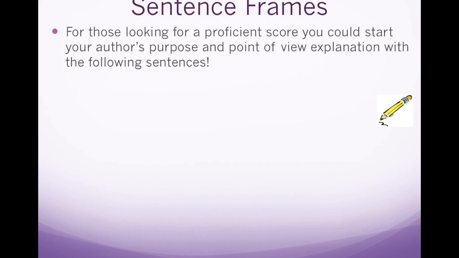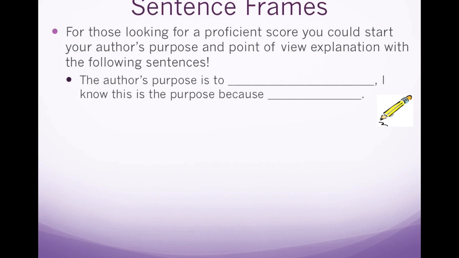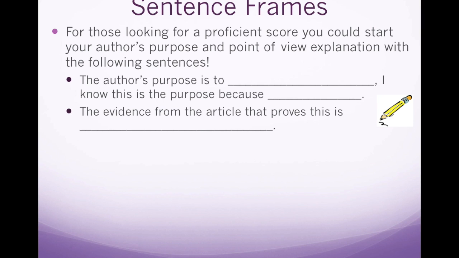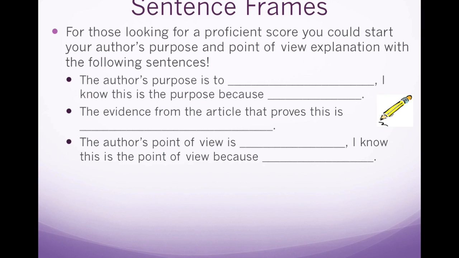Sentence frames. Okay, so for those of you looking for at least a proficient score, you could start your author's purpose and point of view explanation with the following sentences. You might start with, the author's purpose is to fill in the blank, and I know this is the purpose because, and you give a brief explanation. The next sentence would be something like, the evidence from the article that proves this is, and then you fill in the blank with a quote.